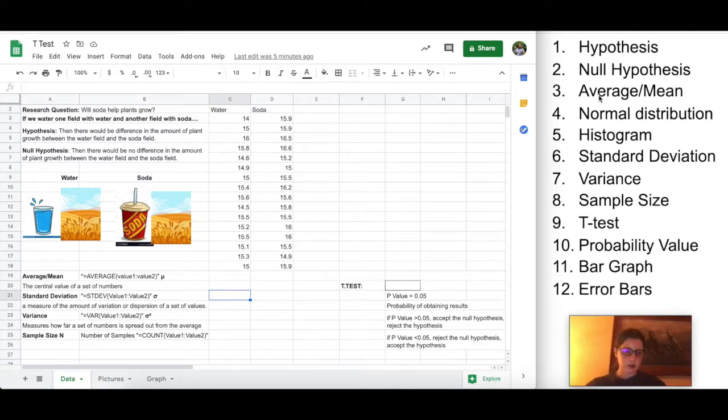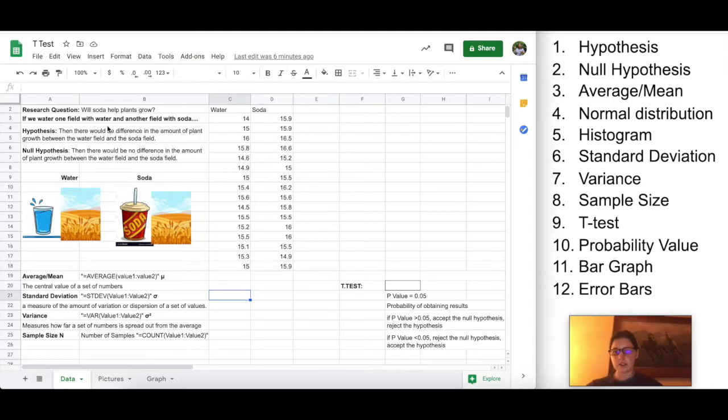So in this video we're going to be going over the hypothesis and the null hypothesis, the average or the mean, what it means to have normal distribution, a histogram, standard deviation, variance, and sample size, then the t-test and probability value, and how you can make that into a bar graph with error bars.